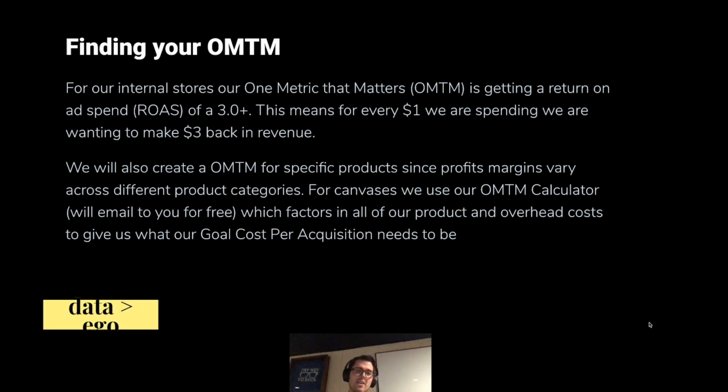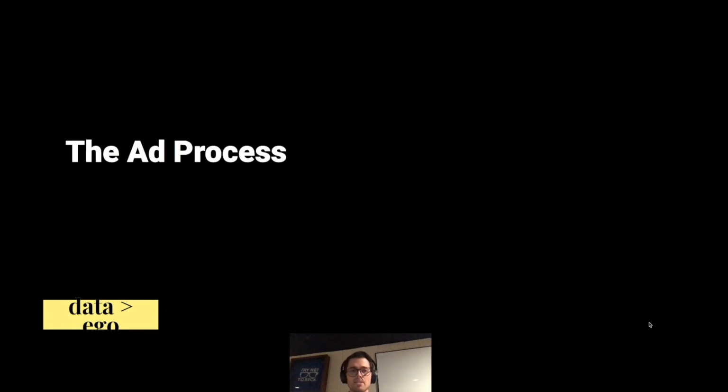So again, like I just said, finding one metric that matters: for a lot of our internal stores, we want a 3+ return on ad spend, but you can also do it by cost per acquisition. So say you're selling wall art or a more expensive item where it's selling for $200. You could have a cost per acquisition for that product of $100, and that itself would be a 2 return on ad spend, but instead you could be shooting for a $100 cost per acquisition. But it really varies from brand to brand.